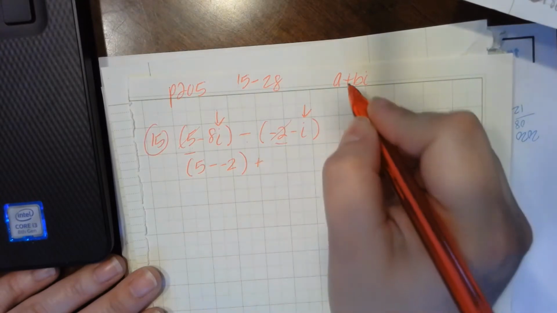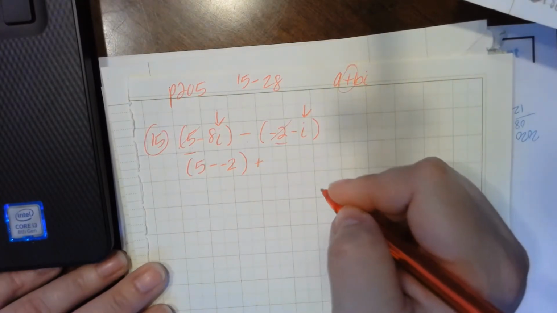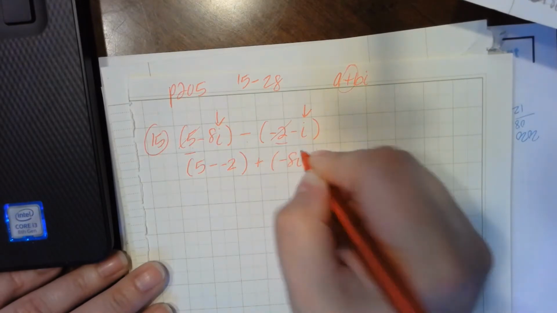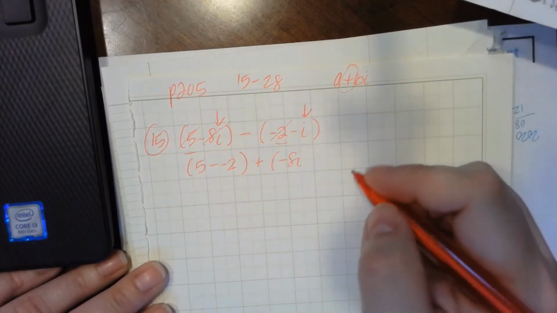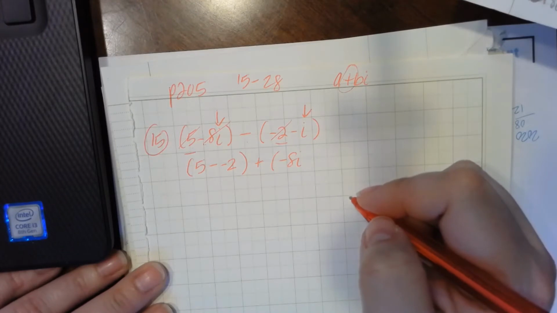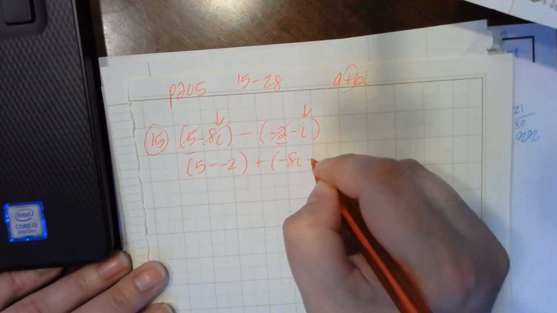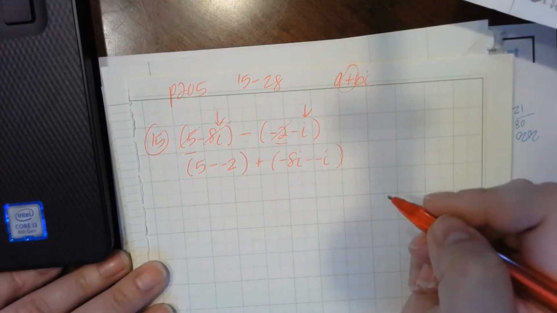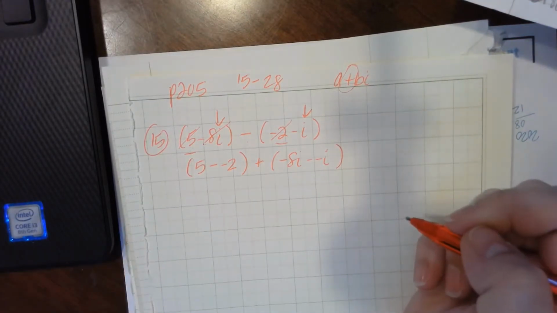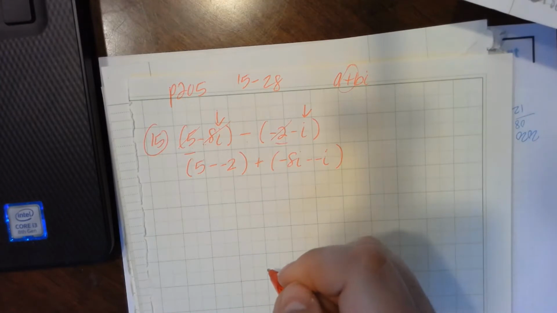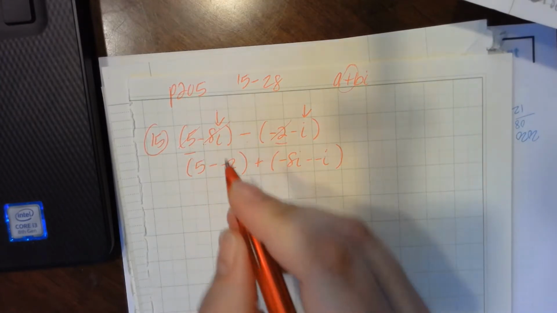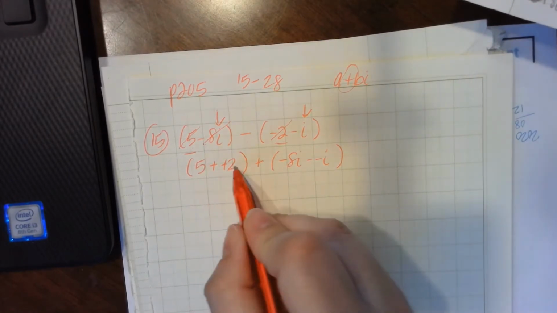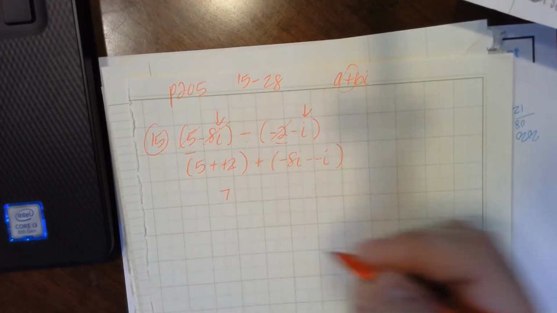And then plus, why? Because of the formula. And I'm going to take minus 8i from here, and I'm going to subtract negative 1i. Okay, so I'm all set up. The next thing I want to do is clean up my signs. So I've got a negative and a negative, which make positives, right? So 5 plus 2 is 7.